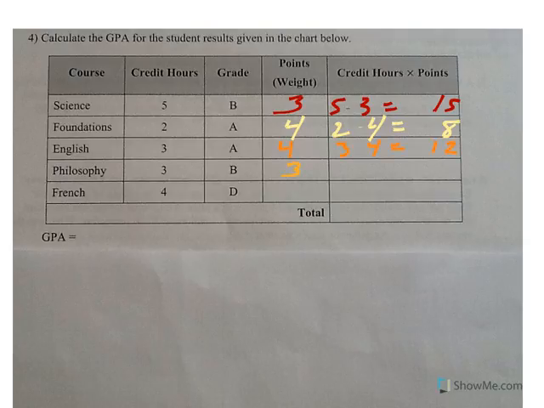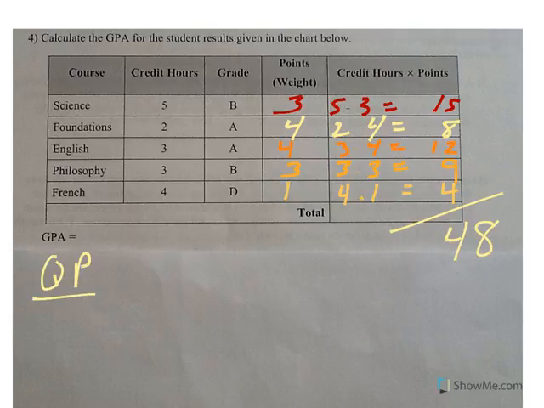Philosophy, you got a B. It's a good grade. 3 times 3, you got 9 points. French, 1 point. Nope. I don't even know anything about French. You earned 4 points there. So, total quality points, if we add those together, you earned 48 quality points.